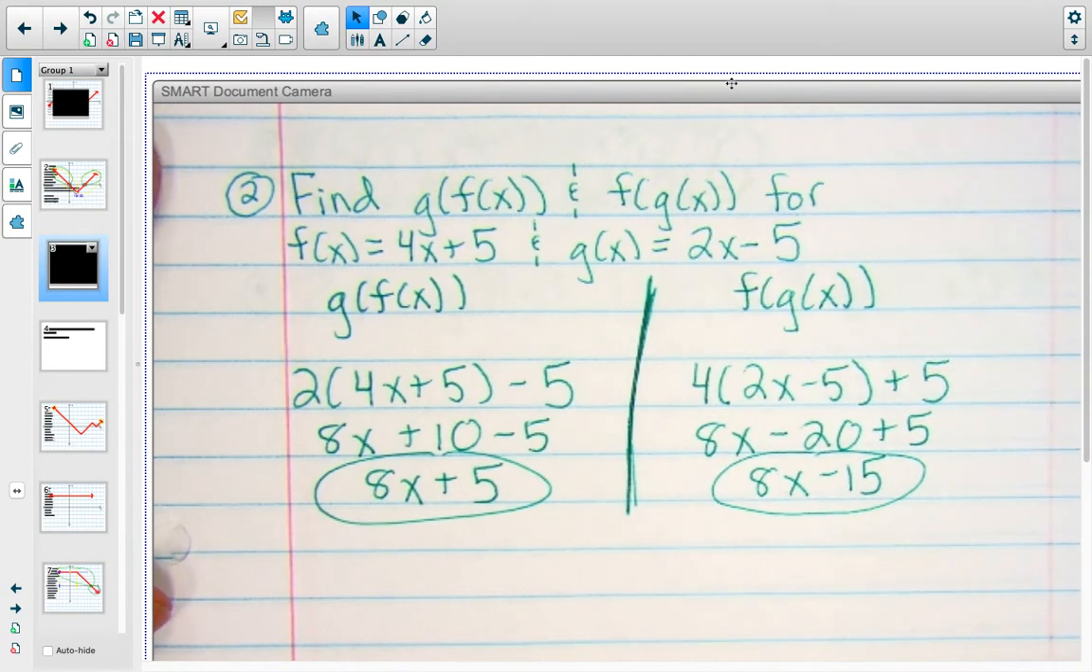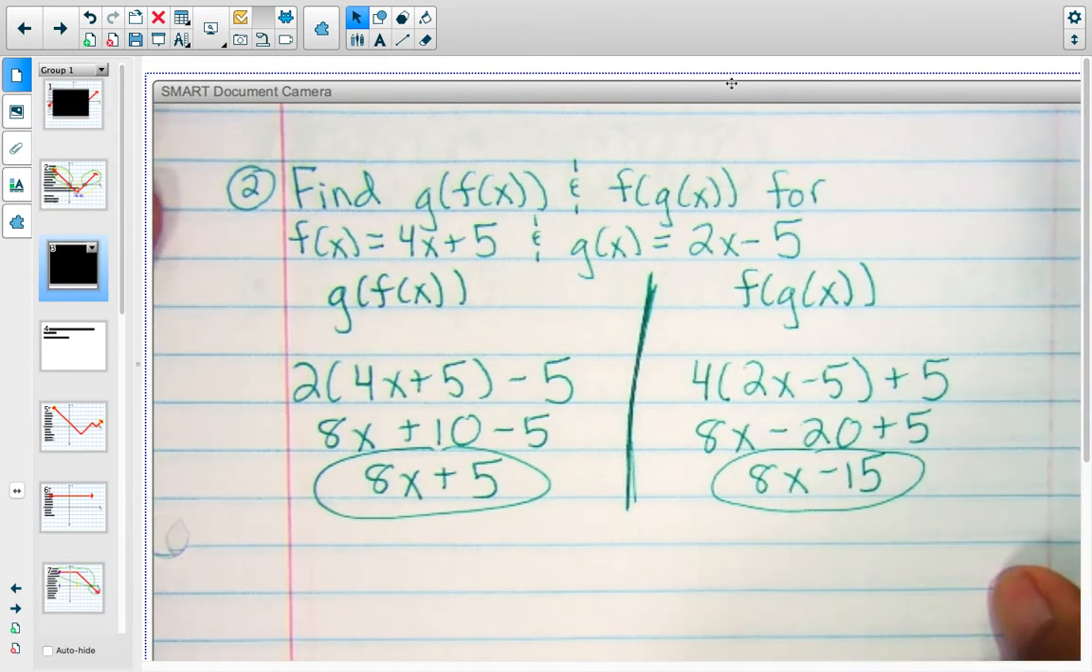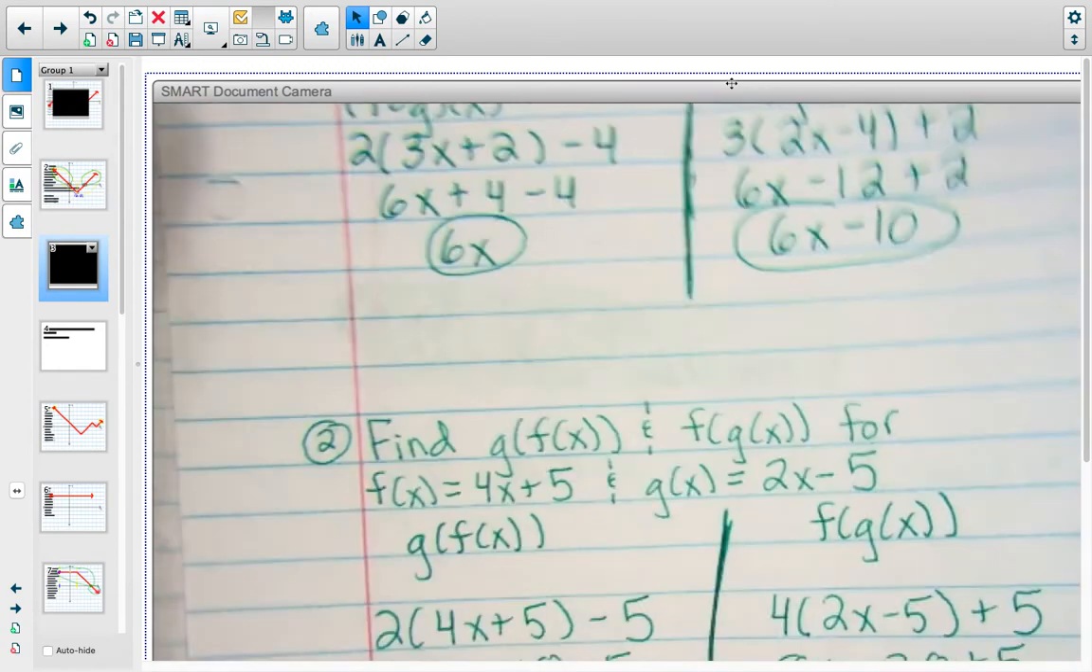Again, you get different answers. Nothing's wrong with that. You won't have to do both directions for every single problem, but since we were just getting started, I did want to show you both directions. Now let's jump back into that notation that I was telling you about.